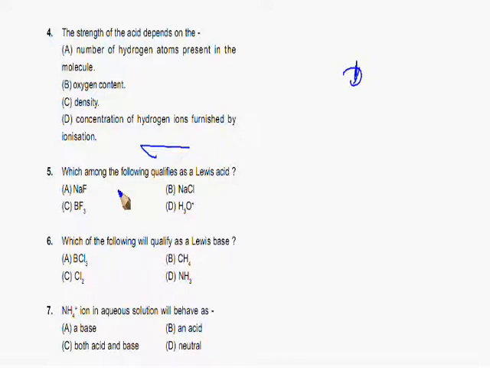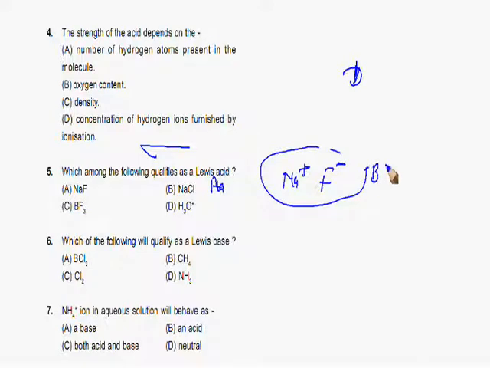Which among the following qualifies as a Lewis acid? We know that a Lewis acid is a species which can accept a lone pair. In option A, NaF is an ionic compound with Na+ and F-. In both species, no one accepts a lone pair. Similarly, NaCl is also an ionic compound, and then there is the hydronium ion. But in option C, molecule BF3, its central atom boron is electron deficient. It can accept a lone pair, therefore the correct answer is C.